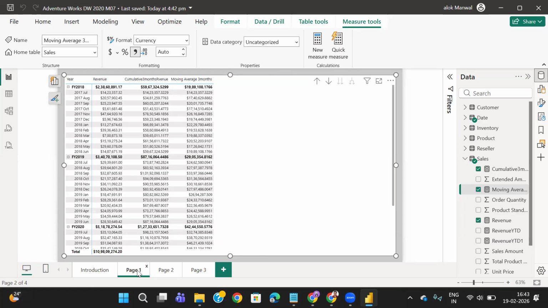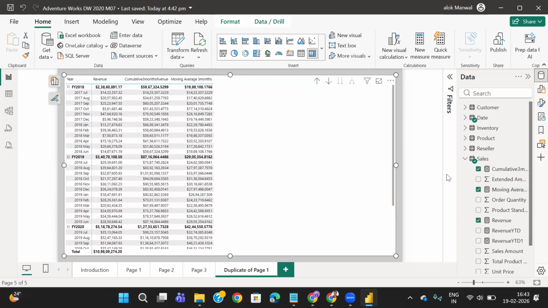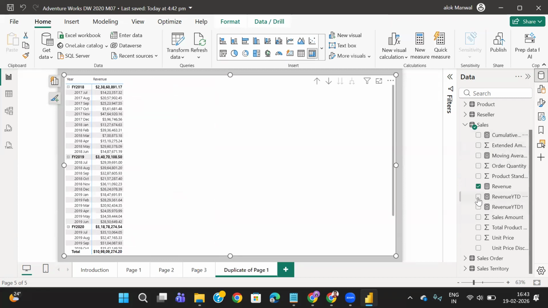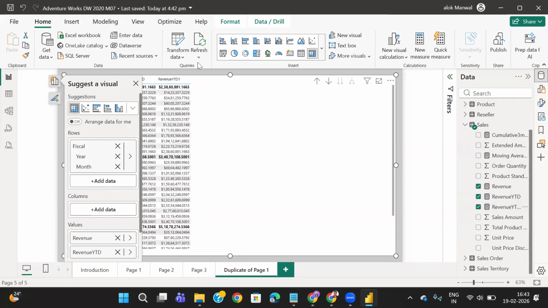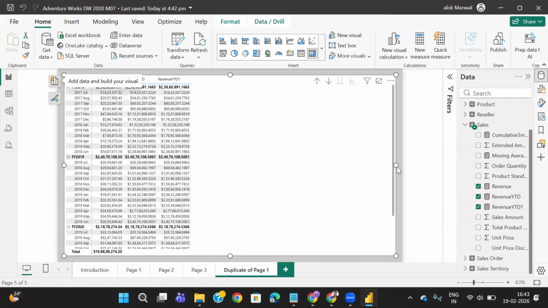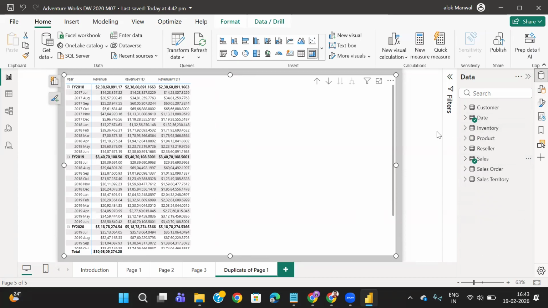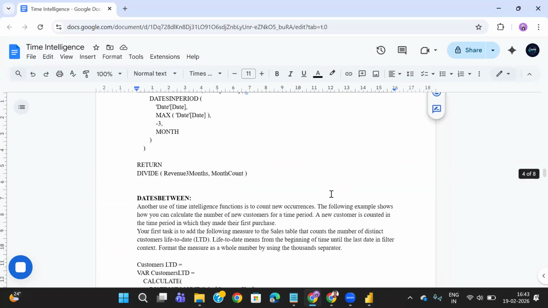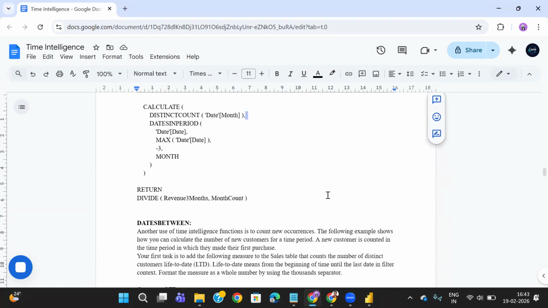So what I'm going to do, I'm just making a duplicate. Rather than having this moving average and cumulative average, I'm just putting the YTD one. So whenever you look back into it, you can get it easily. So let me see what is left now. This is already done.